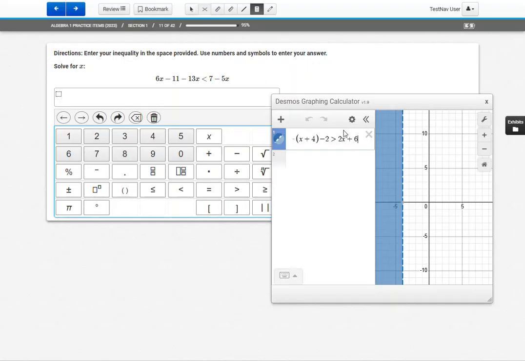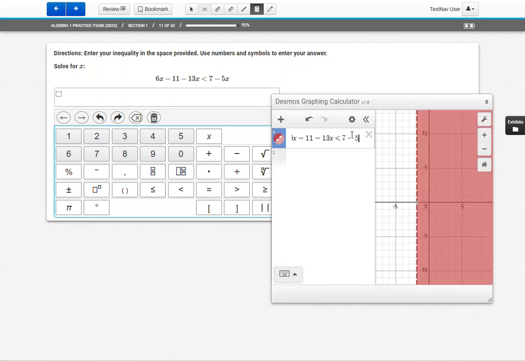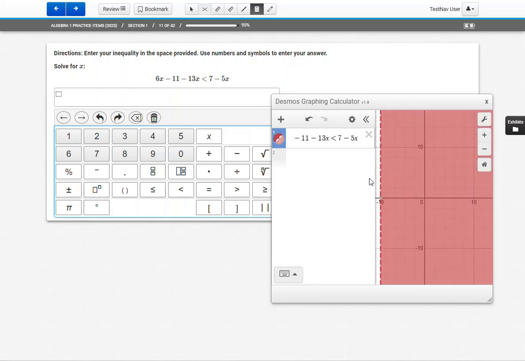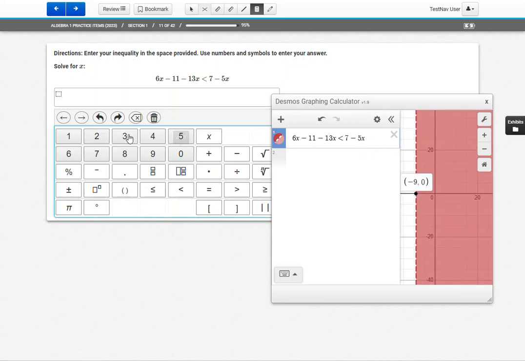All right, same thing here. I'll just graph everything. 6x minus 11 minus 13. x is less than 7 minus 5x. Make sure you type everything correctly and then zoom out. Negative 9. So this is actually going to be x greater than negative 9 because it's going to the right.